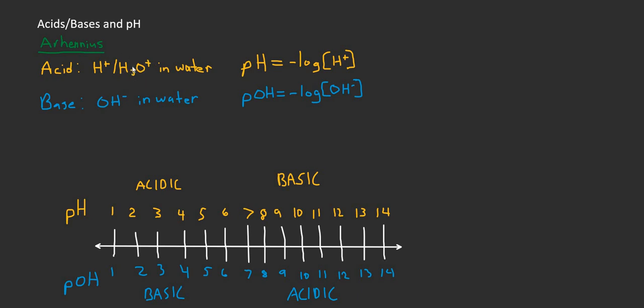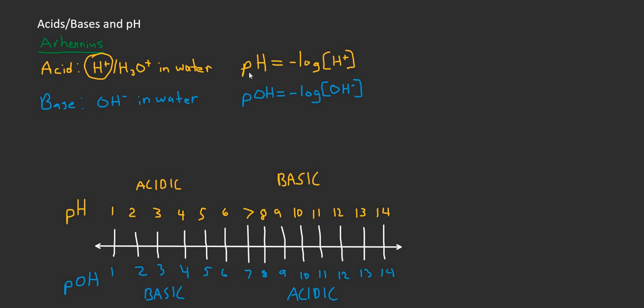H3O plus and H plus are pretty interchangeable. You'll see both of them used and they mean the same thing. However, in Gen Chem, you're generally going to be focusing on the H plus ion. If you go on to take organic chemistry, you'll see hydronium mentioned a lot more often.